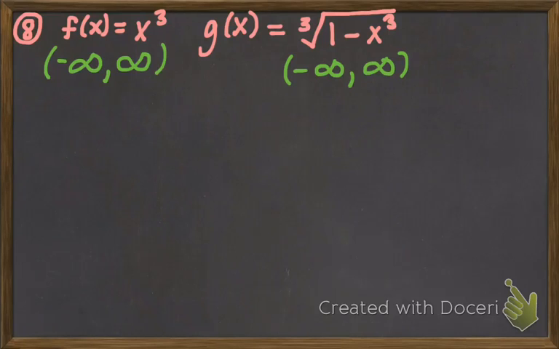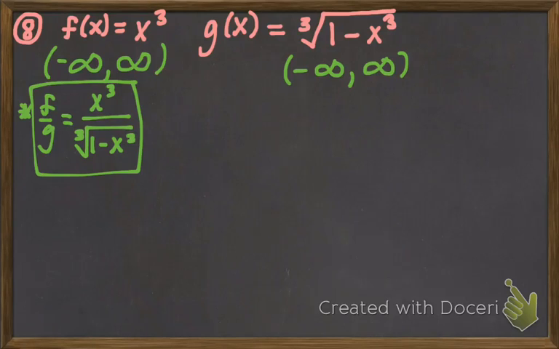But it is. So then we want f over g. And we get x cubed over the cube root of 1 minus x cubed. And there's nothing I can do to simplify that, so that is my quotient. And since the domain is the overlap of the two, or at least it starts as the overlap of the two, I write all real numbers.